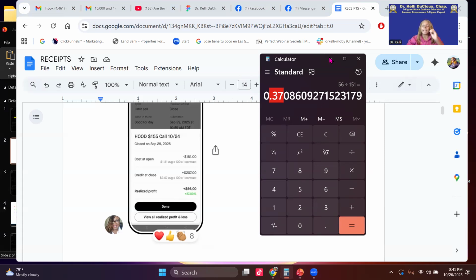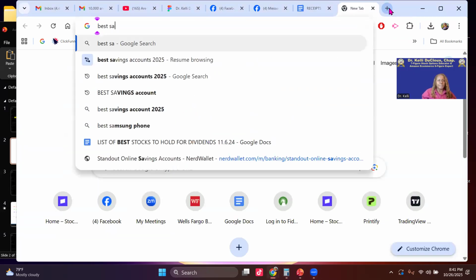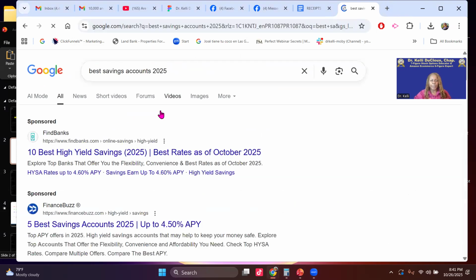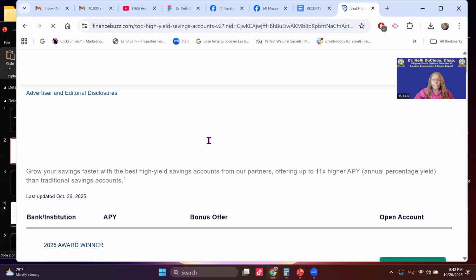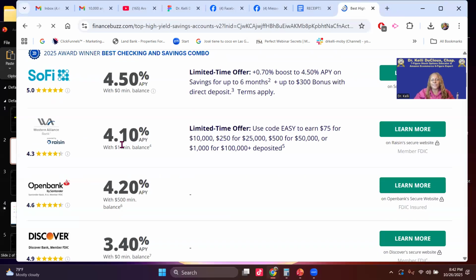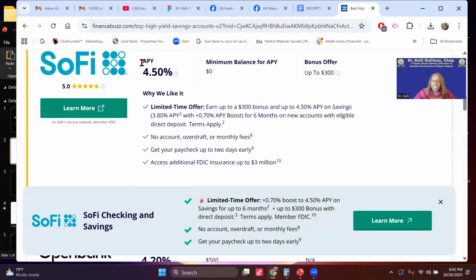Now, the reason why it is so important to understand ROI, interest, profit percentage, is because we are taught to put our money in the bank. But unfortunately, if I go over here and put best savings account 2025, and I click on any one of these, it tells you right here 4.5%. But let's click on it just to see if it gets any better. We got 4.5, 4.1, 4.20, 3.4, right? And this is annual percentage yield.